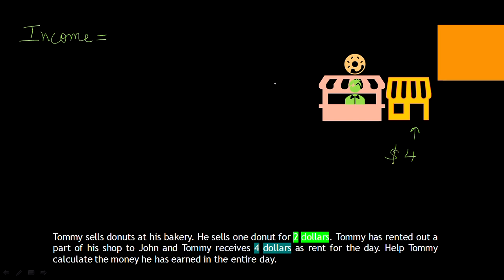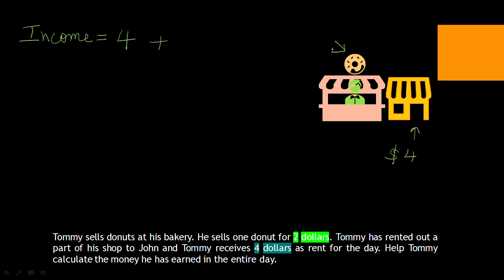So that does not change much. So that is 4 plus, I'll not write the units, dollars, 4 plus something else. What is the something else? That is the money he receives by selling donuts. Now, how much money does he receive by selling donuts? Well, that depends on how many donuts he is able to sell in the day. If he sells two donuts, he'll get $4 because a donut gets him $2, right? 2 times 2 is 4.